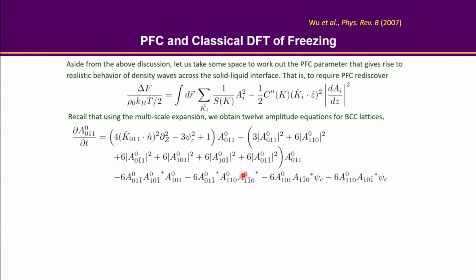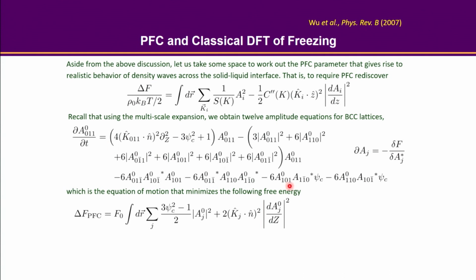So for the BCC, you will have 12 equations because you have 12 reciprocal lattice vectors, which means you have 12 amplitudes. So if you really write all of them, there should be 12 of them. But each of them can be derived from a certain free energy functional. So if you take the functional derivative with respect to the amplitude, you'll recover what is on the right-hand side. So very quickly, without working out the cubic term and the quartic term, because they are not important, because we try to fix what's happening here at the quadratic order.